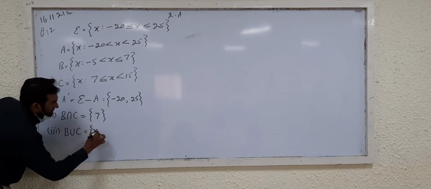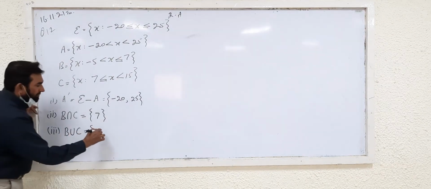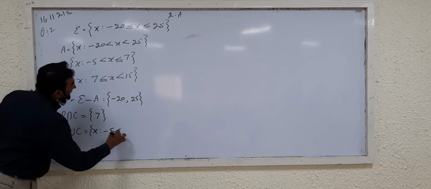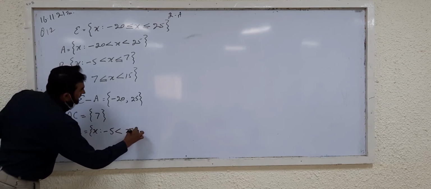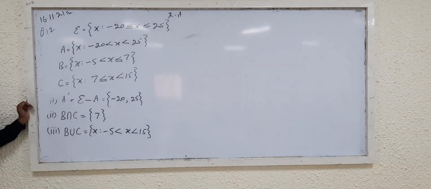So, whenever the range is required, then you may write it like this: minus 5 less than x, and x is less than 15. Clear?